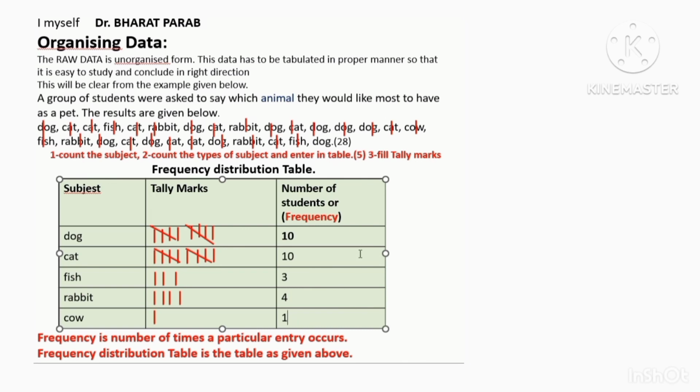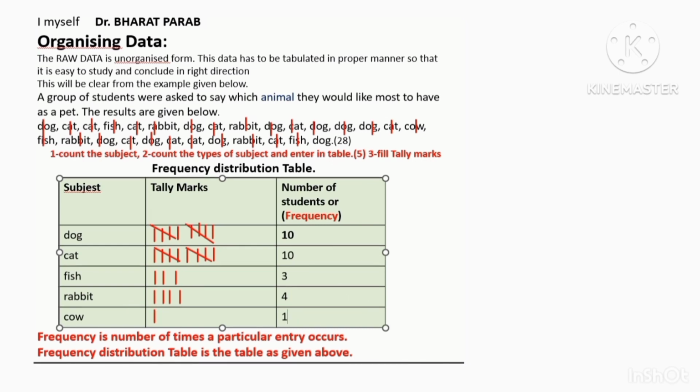Now the right hand side column is called frequency. Frequency is the number of times a particular entry occurs. The whole table is called a frequency distribution table. Remember, this is called a frequency distribution table. So we move ahead with this.